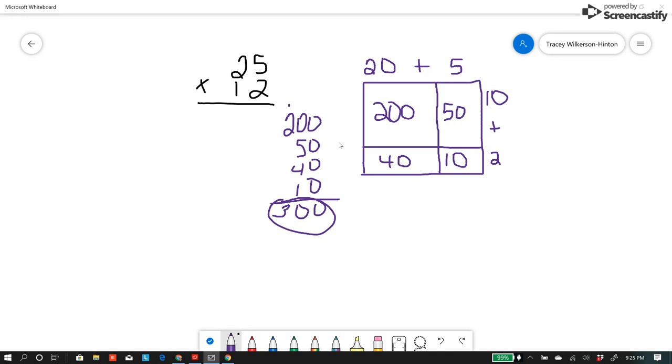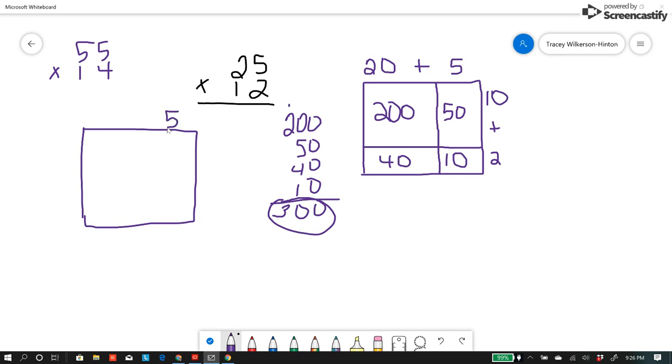You always want to make sure when you draw your area model that your numbers and your shapes really represent the space that is being covered. And the best way to do that is whenever you draw your box, say for instance, if we was doing 55 times 14, when you break your numbers apart, you know that this 5 is worth 5 ones, and you know that this 5 is representing 50.